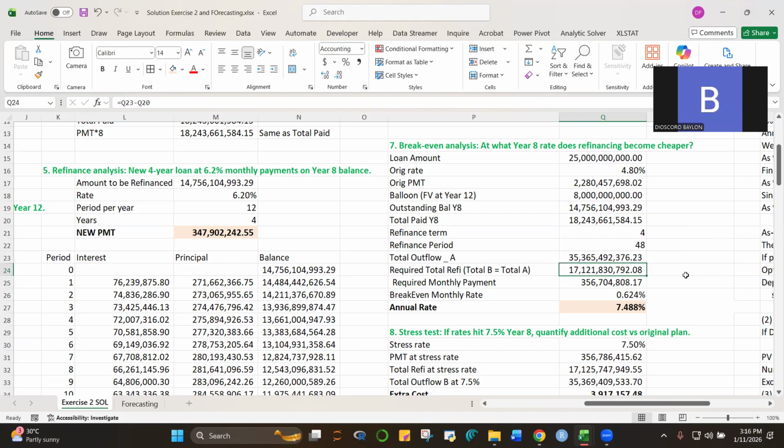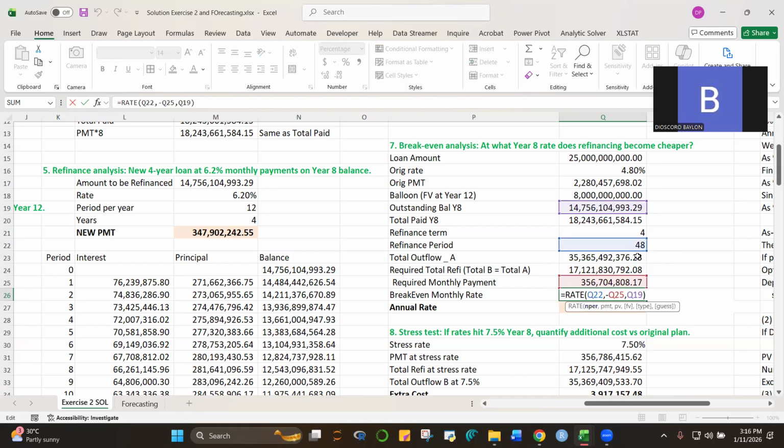And if we're to see the break even, if we will be indifferent whether to refinance or to do the balloon payment, then the refinancing should also have 17 billion to be paid, right? So 17 billion divided by 48 months, because the refinancing is monthly, right? So that would mean 356 is the required monthly payment. Now we can compute for the monthly rate. How? The rate function.